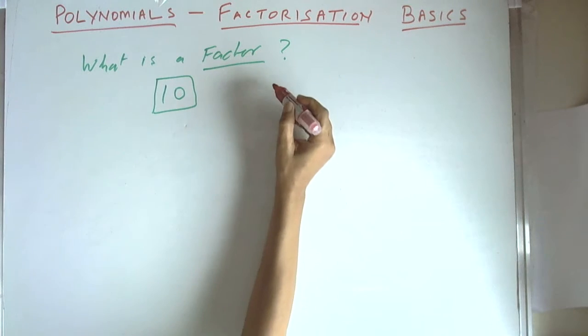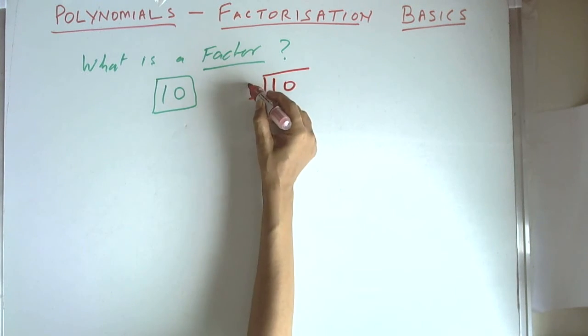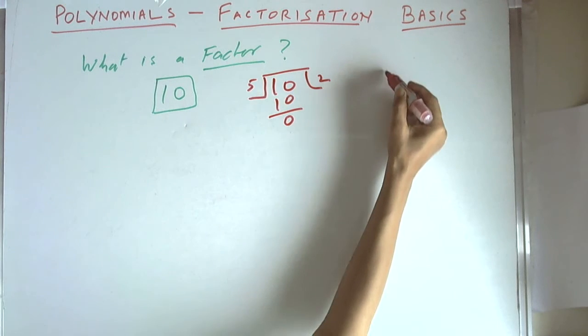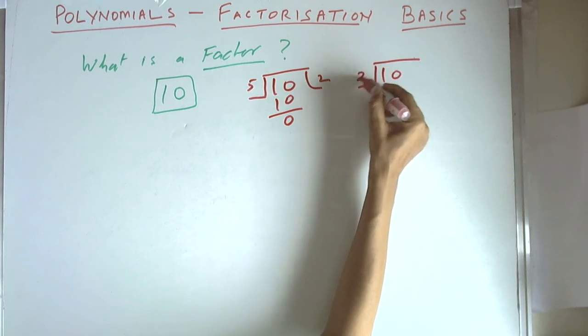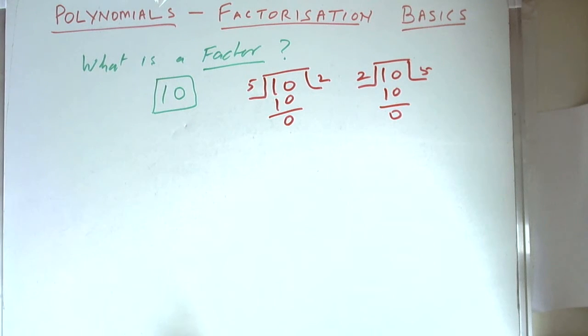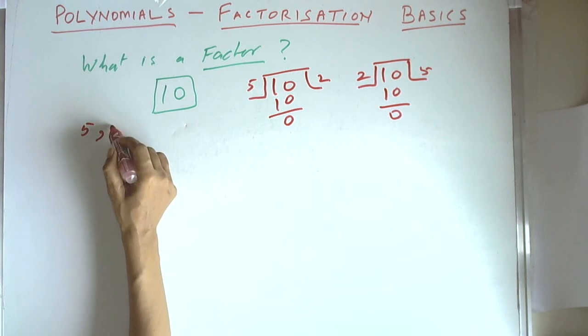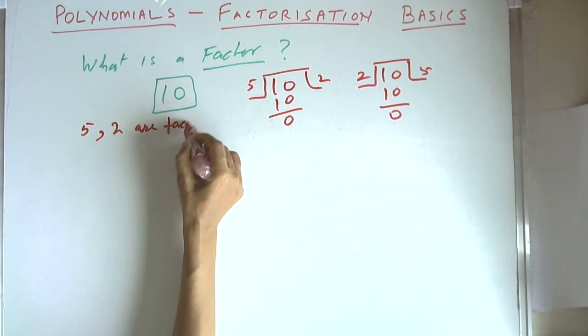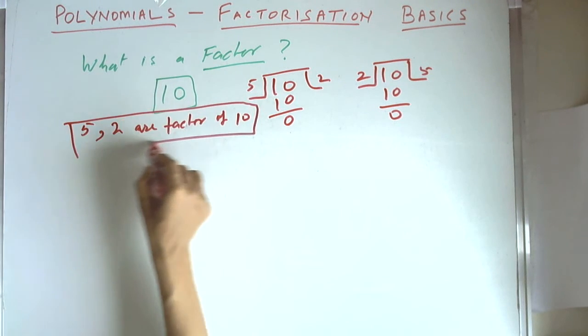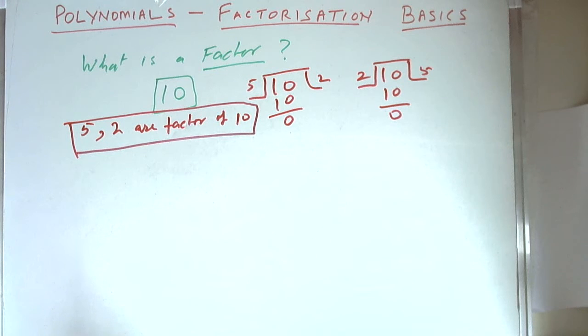For example, if we take number 10 and divide by 5, we get 0 as the remainder. And if we take number 10 again and divide by 2, then also we get 0. When we say divide completely, it means the remainder should be 0. So 5 and 2 are factors of 10, because when number 10 is divided by 5 and 2, the remainder is 0.